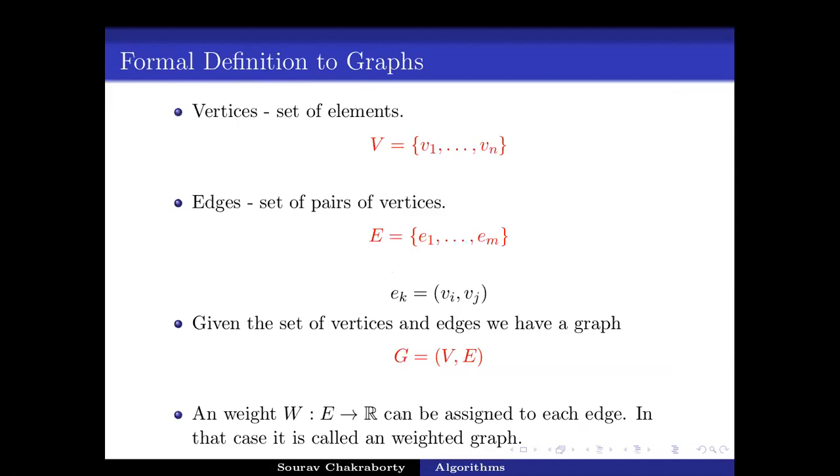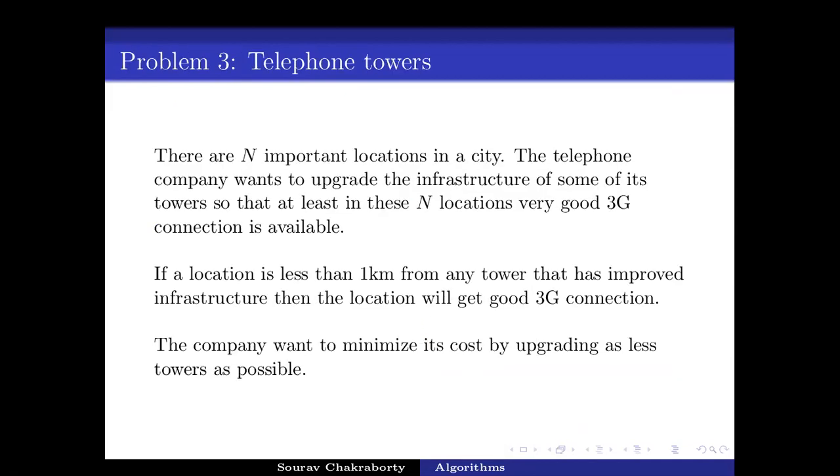Now, regarding these telephone towers: suppose there are lots of important locations in a city. Suppose some telephone company wants to ensure that all these important locations are provided some good internet, maybe 3G or 4G. Suppose they have done some experiments and found that if they can place a mobile tower within a 1 kilometer radius, then the internet connection is good. Maybe it's 500 meters or something like that.